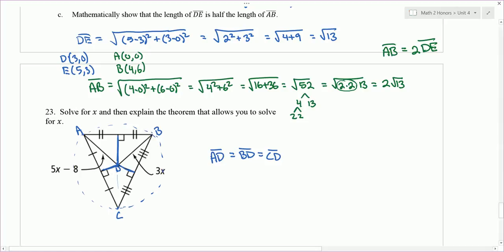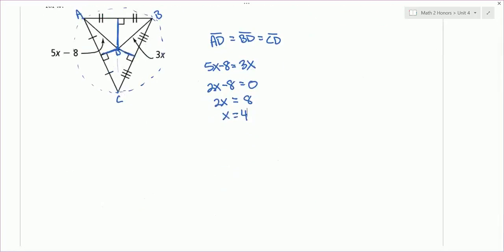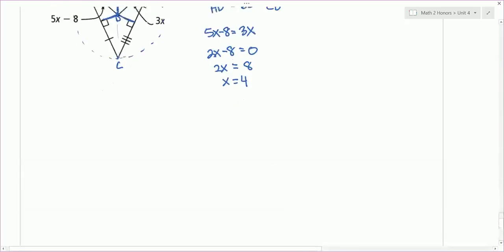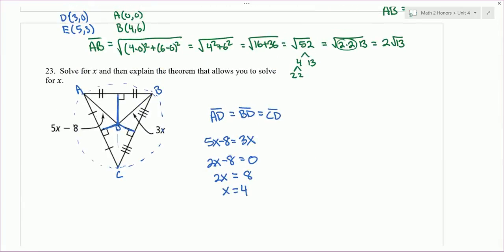All this to say, AD and BD are equal. So we can say that 5x minus 8 is equal to 3x. Subtract 3x from both sides and get 2x minus 8 is equal to 0. Add 8 to both sides and divide by 2, getting x is 4. And that's the end of the review.